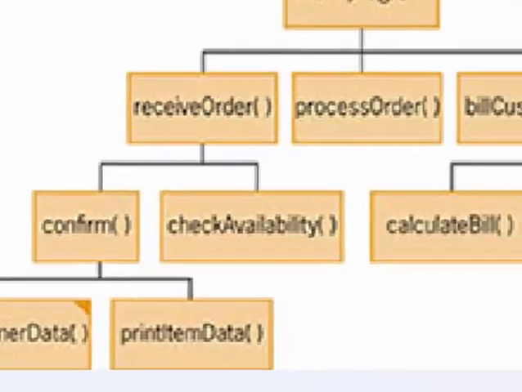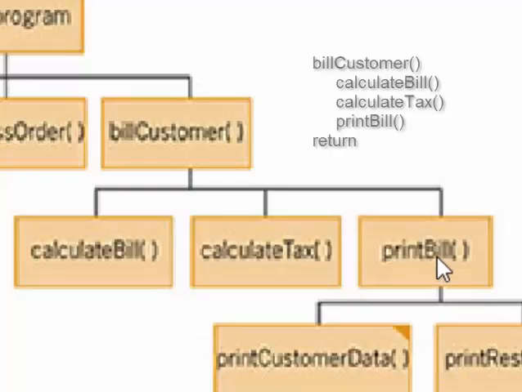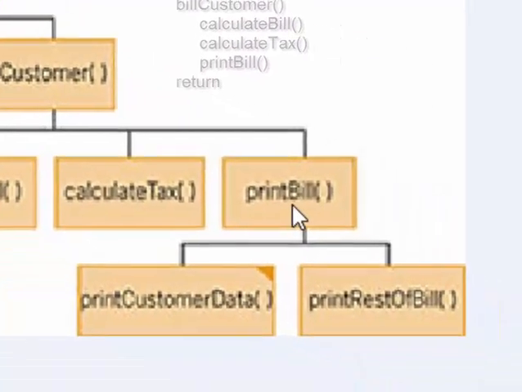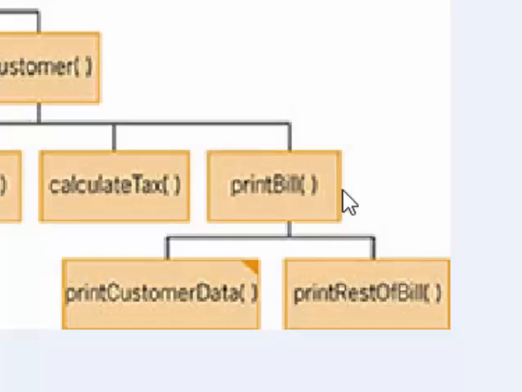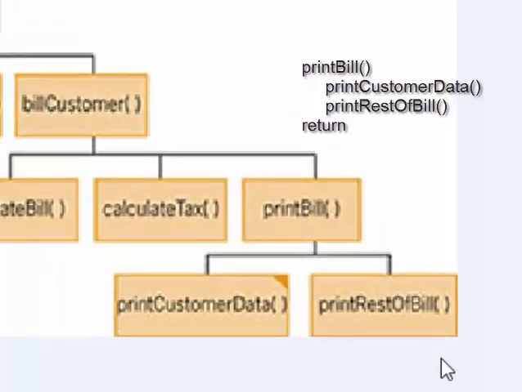For our bill customer module, he calls on three different modules within the body of his module. He calls on the calculate bill module, the calculate tax module, and the print bill module. The print bill module, within the body of his module, is calling on the print customer data module as well as the print rest of bill module.